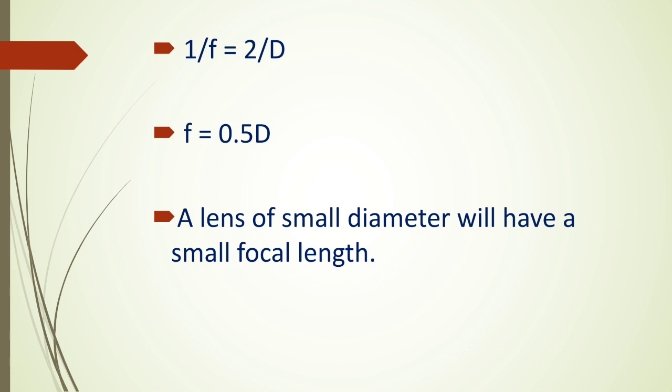A spherical lens having a large focal length will have a large diameter, and a spherical lens with a small focal length will have a small diameter. So if we want to design a lens of small focal length, we need to keep its diameter small. And this is the minimum possible focal length of the spherical lens, which is given by 0.5 D.